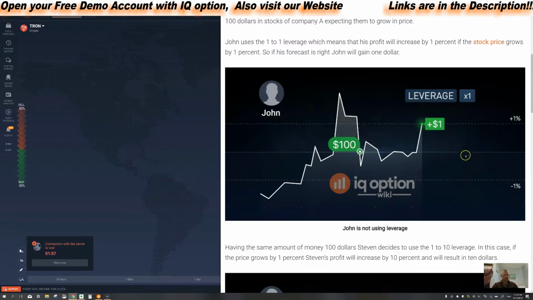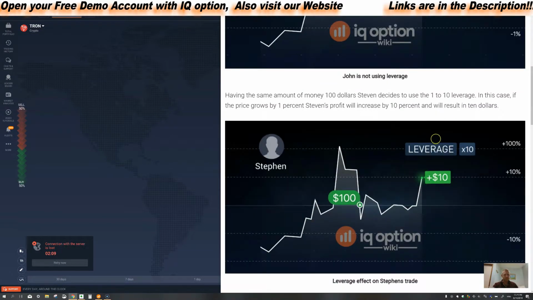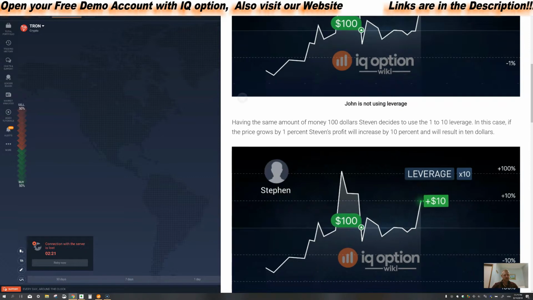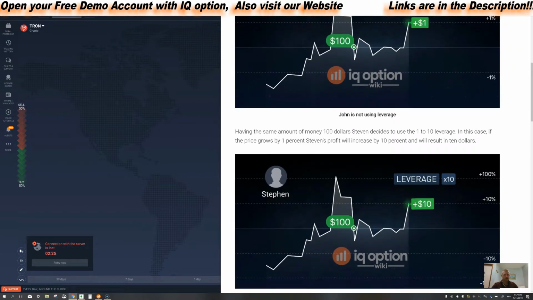That's what you will get if you don't use leverage. For example, the price moves up 1% for John, and with a $100 investment, 1% will be $1. And then Steve, or Stephen, uses 10x leverage, and he gets 10% from the trade, and he makes $10. So in that way you can multiply your investment 10 times. That allows you to make more money with a small account.